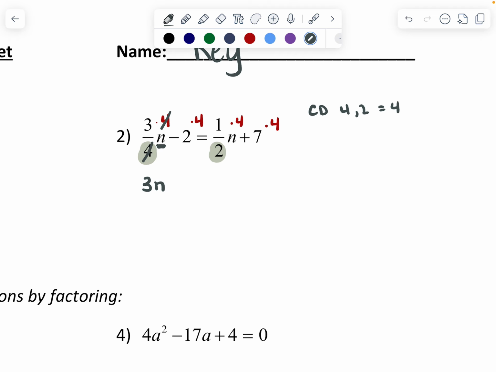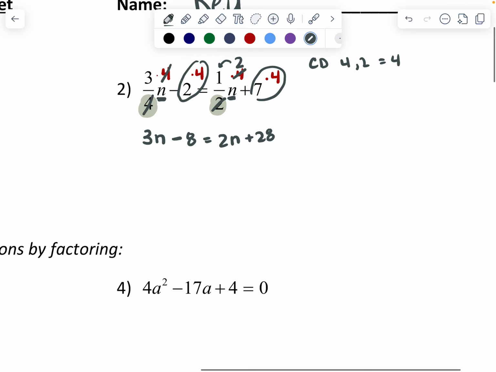Okay, then here, nothing cancels. This is just multiplication. So 2 times 4 is 8. In this one, I have 2 goes into 4 twice, and 2 times 1 is just 2. Don't forget your n. And then 7 times 4 is 28. Okay, so look, I got rid of that 4 and the 2 that I didn't want. Now it's just combining like terms.